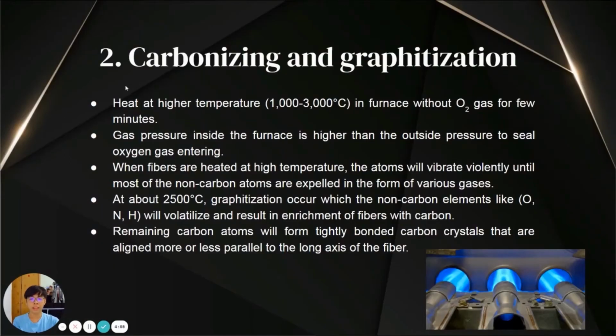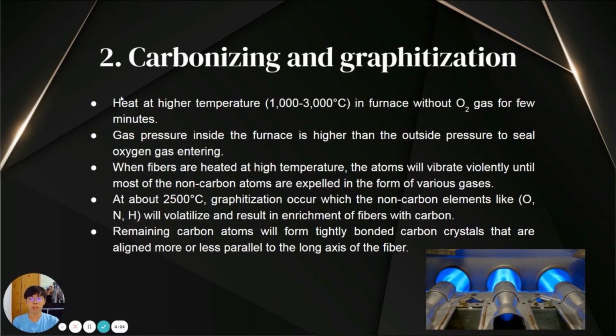After stabilizing the fibers, they will undergo carbonizing, which heats the fibers to a higher temperature, 1000 to 3000 degrees Celsius, in a furnace filled with a gas mixture that does not contain oxygen for several minutes. The furnace is kept away from oxygen as the gas pressure inside the furnace is higher than the outside pressure, so that the furnace is sealed from oxygen entering. When the fibers are heated at high temperature, the atoms in the fiber vibrate violently until most of the non-carbon atoms are expelled in the form of various gases.